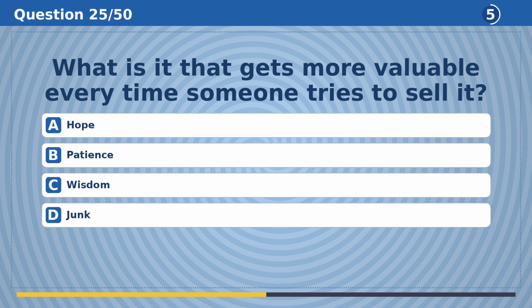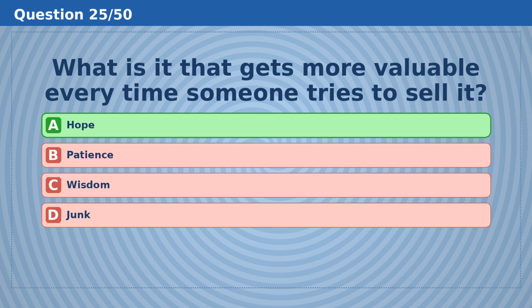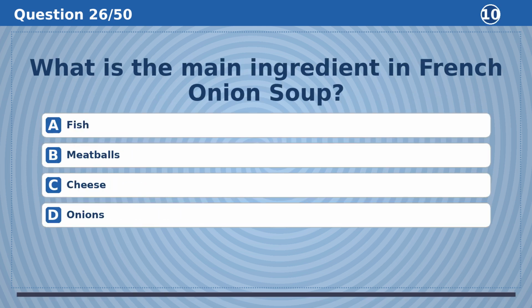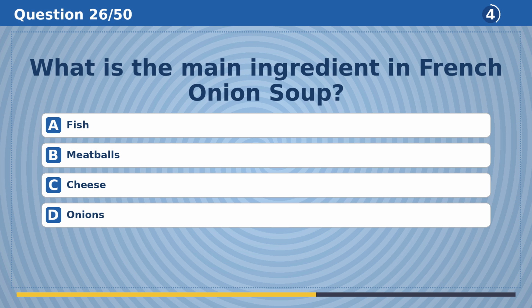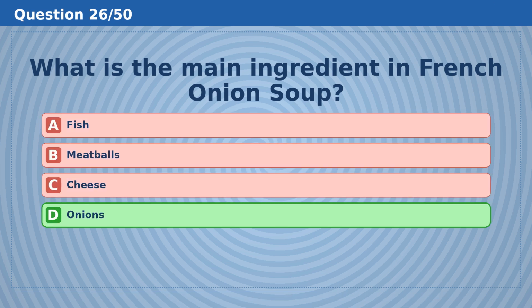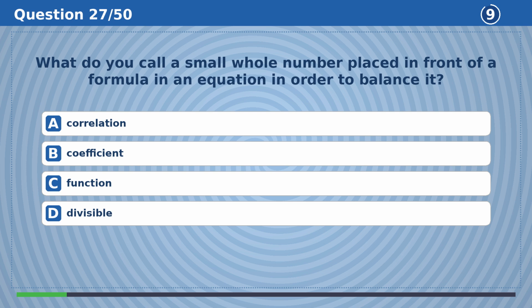What is it that gets more valuable every time someone tries to sell it? The answer is A. Hope. What is the main ingredient in French onion soup? The answer is D. Onions.